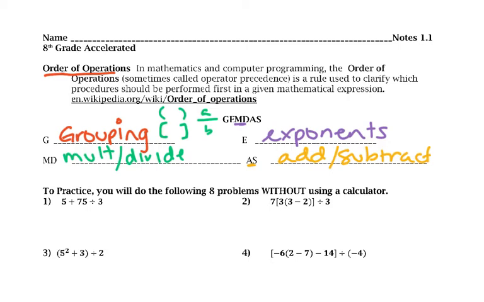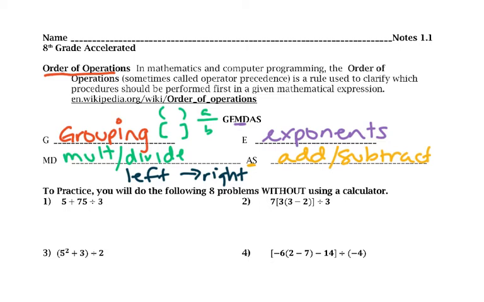So the answer to the question is that multiplying and dividing and adding and subtracting, they're going to go from left to right. So if you have a division problem on the left, then it's going to come before the multiplication problem on the right. And same with adding and subtracting. It just matters which one is left and which one is right.